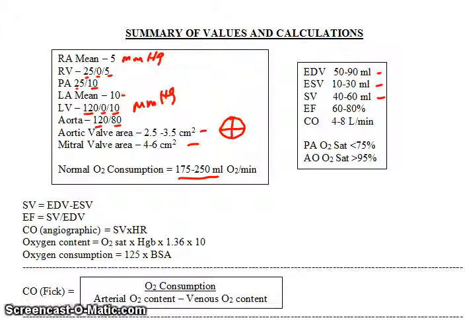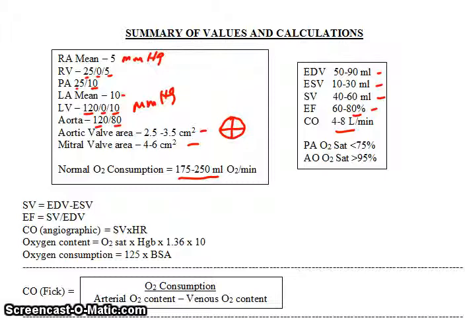The ejection fraction is the percent of blood ejected out of the ventricles per beat. And so 100% of the blood is not ejected out of the ventricles. The max would be 80%. Your cardiac output is how much blood per minute. So that normal is 4 to 8 liters per minute.